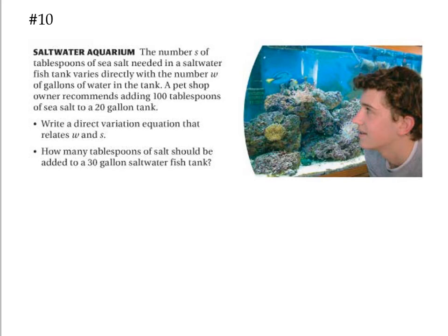We're talking about how much sea salt we need in the water for our fish tank. Some fish need salt water. So in this particular example, we know that the pet shop is recommending 100 tablespoons of salt for every 20-gallon tank. So we want to write a direct variation equation for this. Using S and W for the amount of sea salt and the number of gallons of water, we will know that S equals kW.